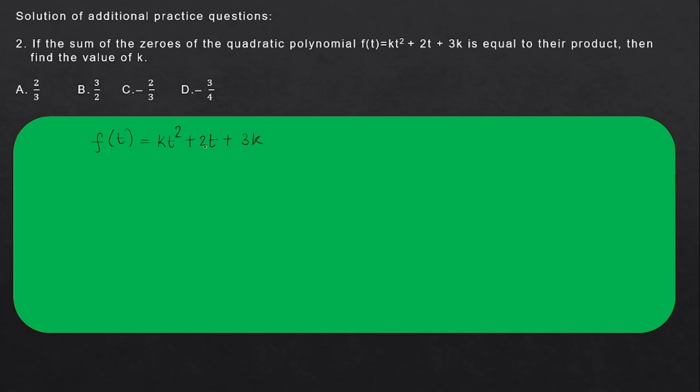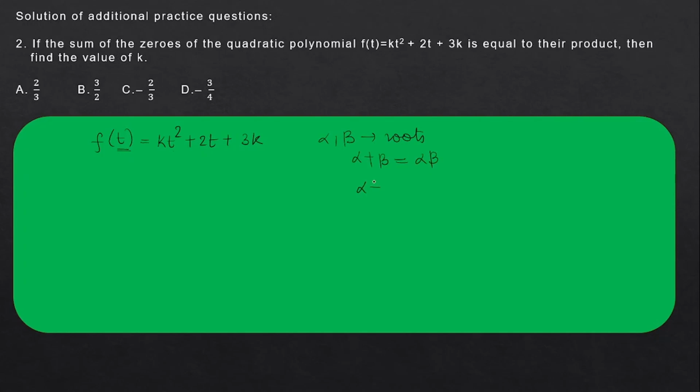So what do we understand here? Here it is given this polynomial is f of t. This tells that this polynomial is having the variable as t. So in this expression, t is my variable and k is the constant. So now we have to find the value of that constant k. Now what is given? Sum of the zeros is equal to their product. That means if alpha and beta are the roots of this polynomial, then the sum of the zeros or the roots is equal to their product.